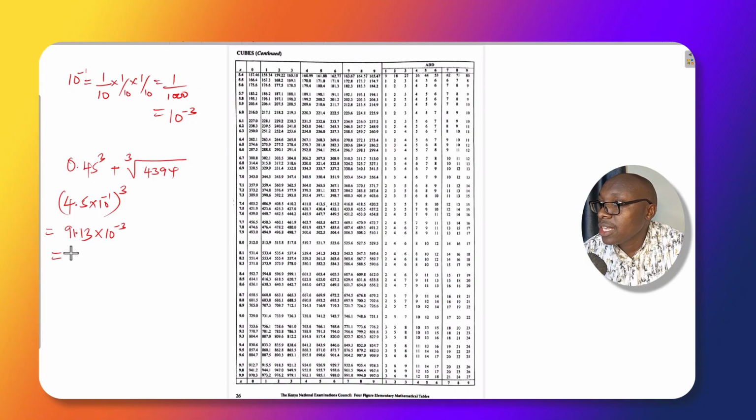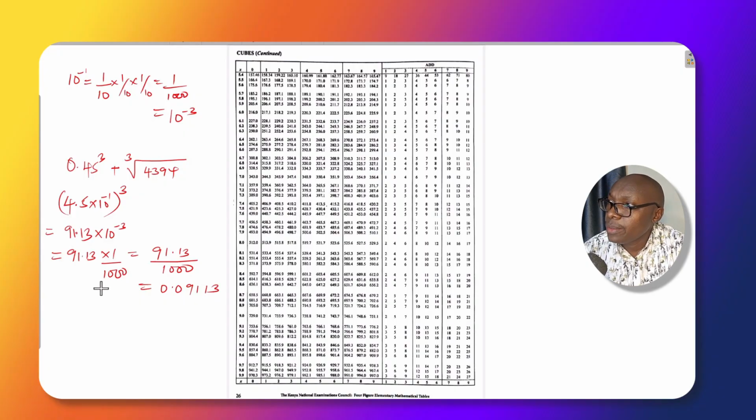which is the same as 91.13 times 10 raised to power negative 3, which is 1 over 1,000, so this one will be 91.13 divided by 1,000. And this one will give 0.09113. So that is for that particular part.